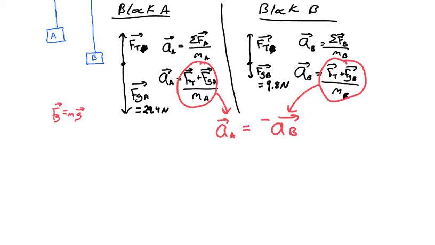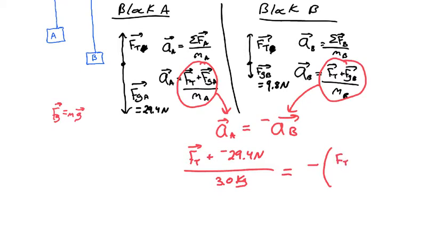So I have, force of tension plus force gravity A, that's 29.4 newtons, and it's downward, so I'll make that a negative 29.4 newtons, divided by the mass of A, which was 3.0 kilograms, equals negative, and then force tension, plus, and then force of gravity on B was 9.8 newtons down, so negative 9.8 newtons, divided by the mass, that was 1.0 kilograms for that box. From here we need to isolate Ft.